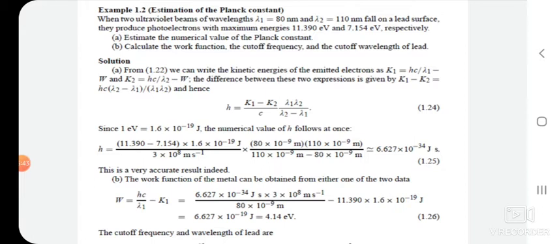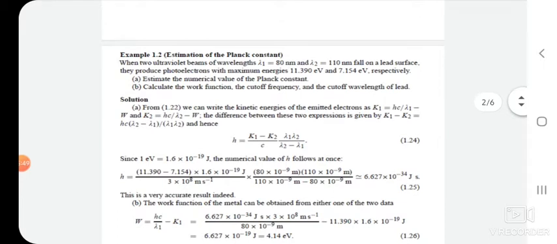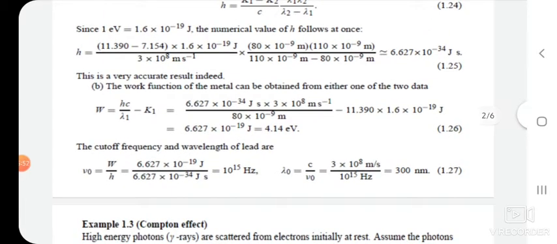The cutoff frequency and the wavelength of lead are as follows. After getting this work function, we have to find out the cutoff frequency. Work function is equal to h nu naught, or nu naught is equal to work function divided by h. 6.627 into 10 to the power of minus 19 joule divided by 6.627 into 10 to the power of minus 34 joule second gives 10 to the power of 15 hertz. Or in terms of wavelength, which is c by nu naught, it gives 300 nanometer.